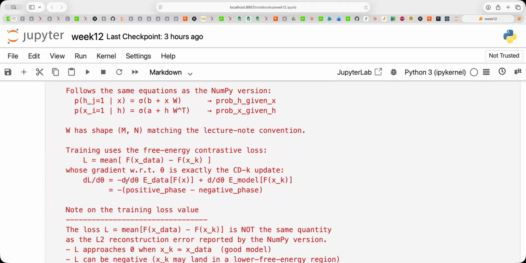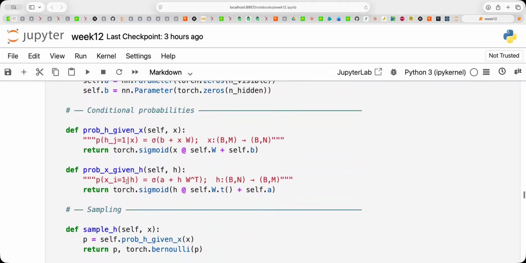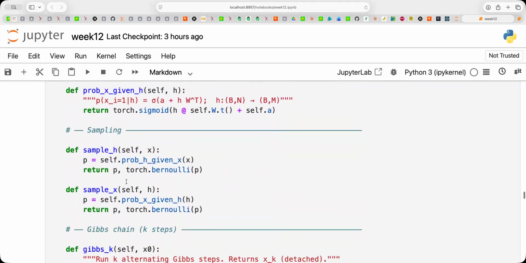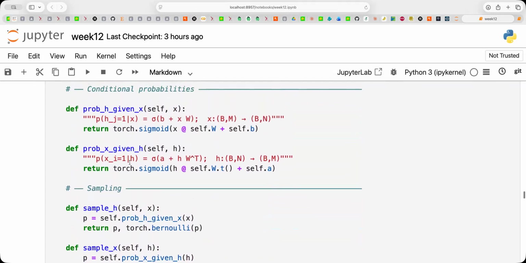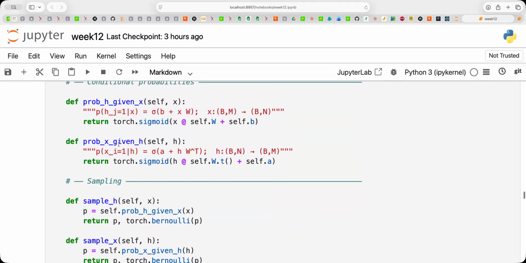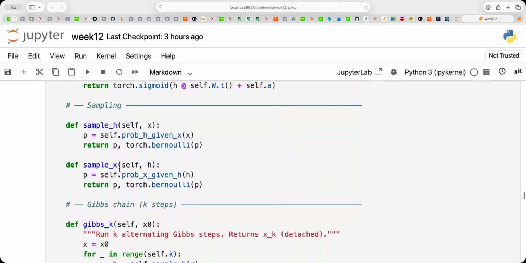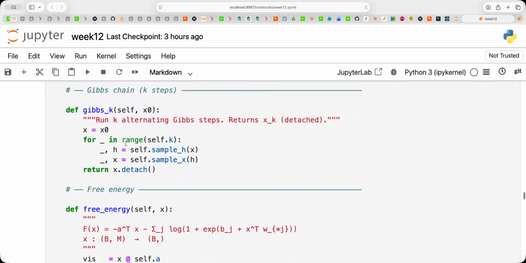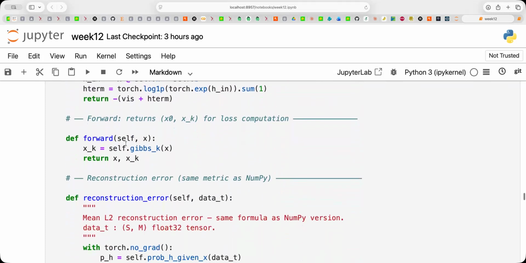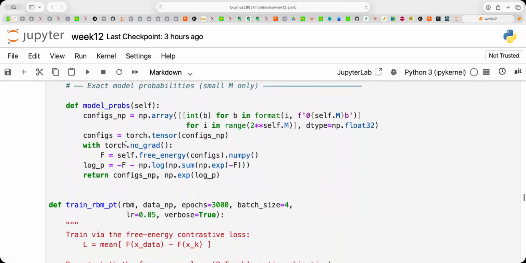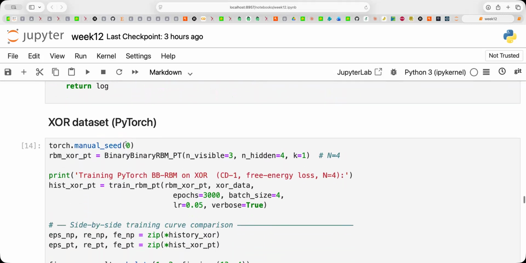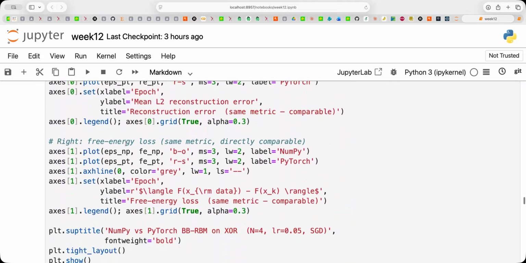So in here, what I've done is actually to rerun the same calculation with PyTorch. And you can see again in PyTorch, you define the same probabilities of h given x and x given h. You sample h, sample x. You have the Gibbs sampling here, calculate the free energy, the reconstruction error, etc. All the same things which we had before. And then I look at the data set.